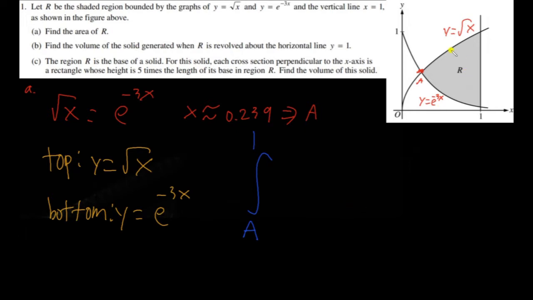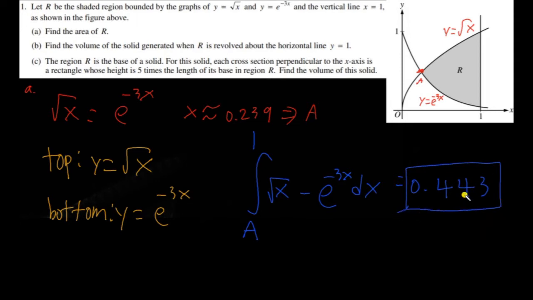The formula when we're finding the area of this region is the top curve minus the bottom curve. That's just the general formula. So the top curve is square root of x, minus the bottom curve, e to the negative 3x, dx. When this goes in our calculator, we don't need to evaluate it manually. We're going to get approximately 0.443. That's the area of R. You get 1 point for setting up the integrand, and another point for the correct answer.